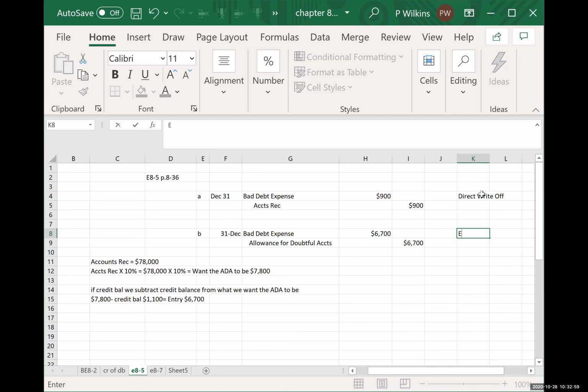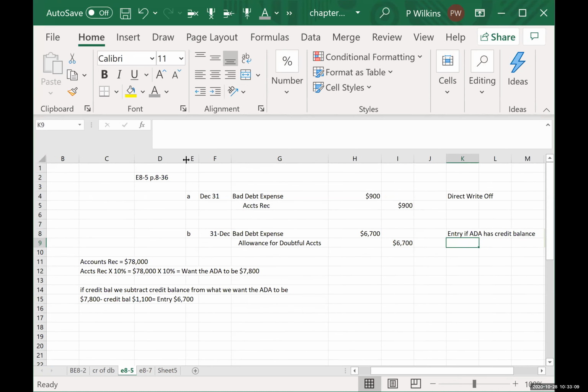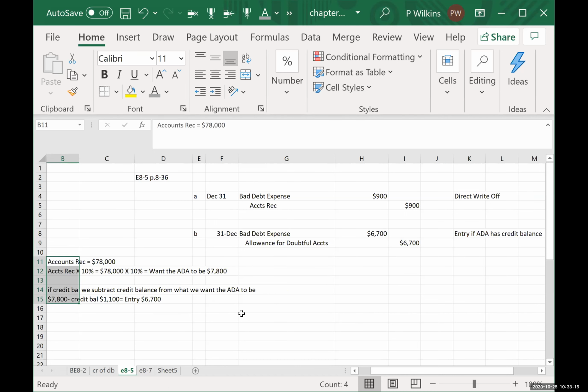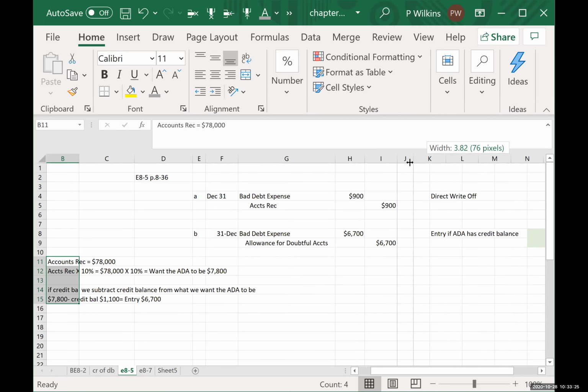The next one is entry if ADA has credit balance. And you will see all these again at some point in this class, okay? And then we're gonna go to C, right? And I think I'm gonna have to move this down to make this all fit. Trying to make it all fit on one screen for you here.